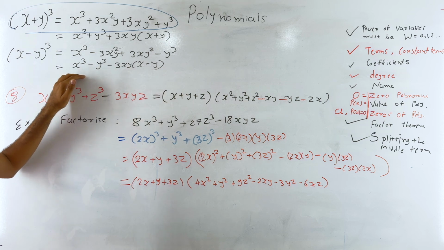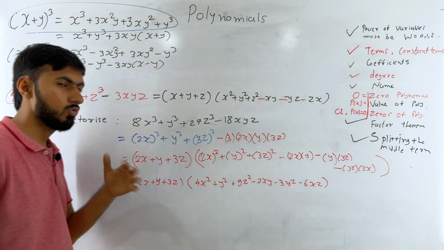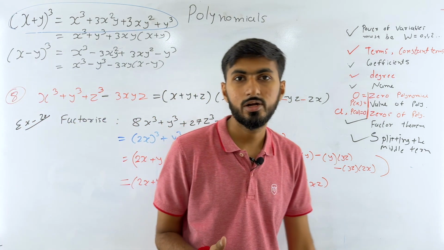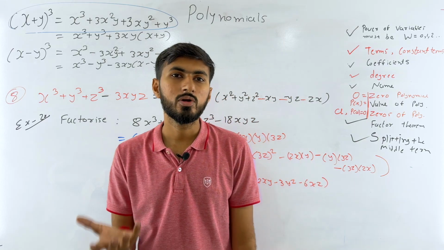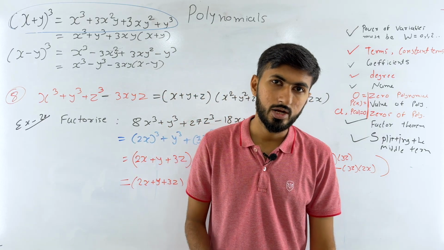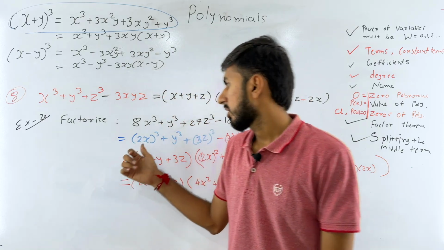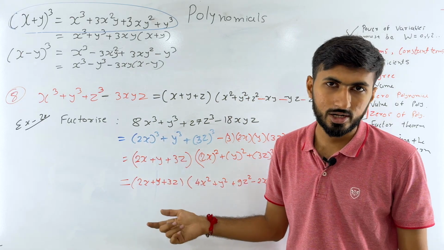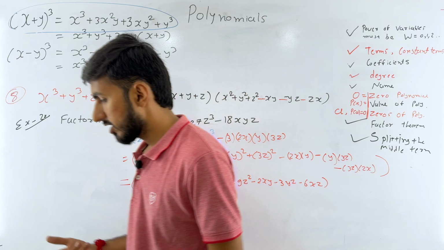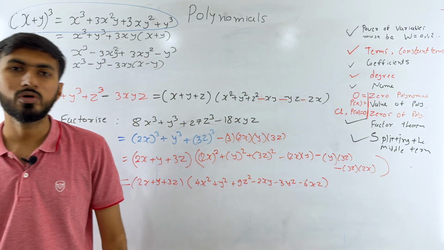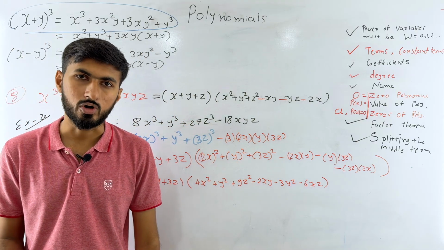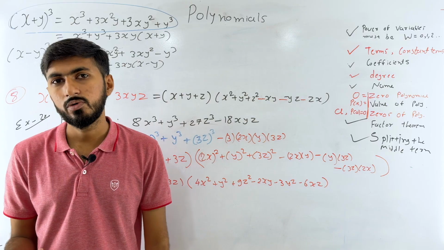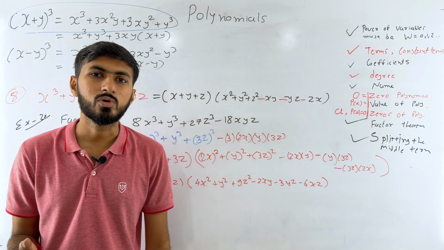After remembering our identities, you have to practice how to use them, right? That means which type of identity goes with which type of question, and whether I should convert the question into the form of the identity or can apply the identity directly. So try your examples. Then we will go to exercise number 2.4. So in the next video we will complete exercise number 2.4.